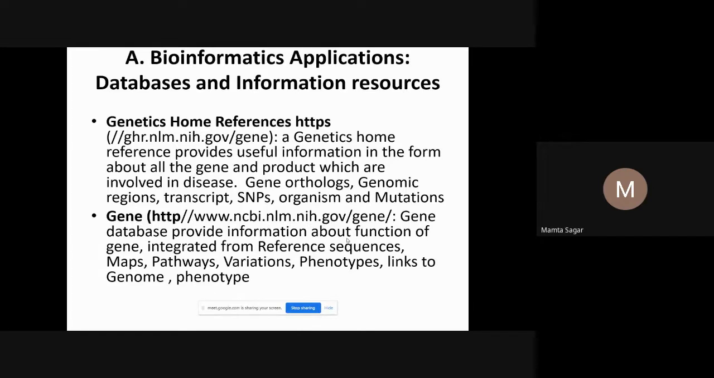The first resource is Genetics Home Reference. This will give you all the information related to human genetics, in the form of all the genes, the genes and gene products which are involved in disease. What is the product of a gene? Protein. Protein is responsible for disease.